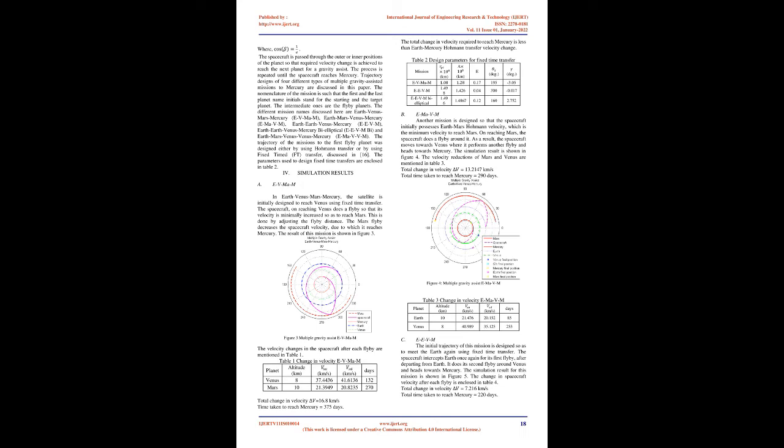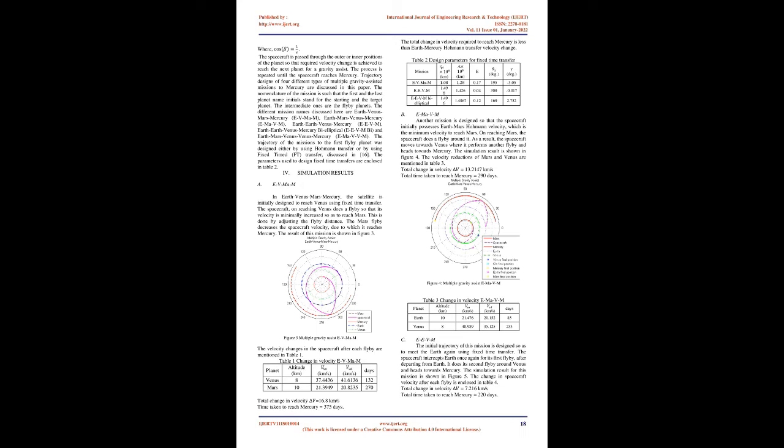The spacecraft is passed through the outer or inner positions of the planet so that the required velocity change is achieved to reach the next planet for a gravity assist. The process is repeated until the spacecraft reaches Mercury. Trajectory designs of 4 different types of multiple gravity-assisted missions to Mercury are discussed in this paper.